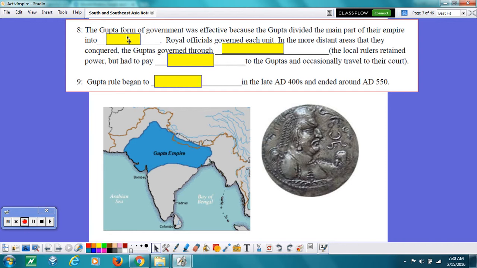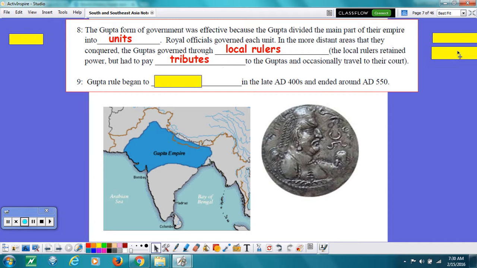The Gupta form of government was effective because the Gupta divided the main part of their empire into units. Royal officials governed each unit. In the more distant areas that they conquered, the Guptas governed through local leaders. The local leaders retained their power but had to pay tributes to the Guptas and occasionally traveled to their courts. Gupta rule began to weaken in the late AD 400s and ended around AD 550.